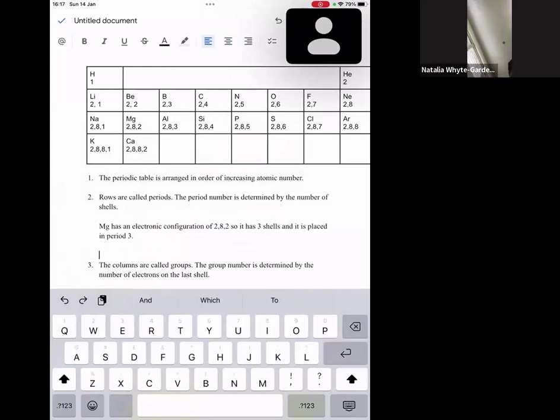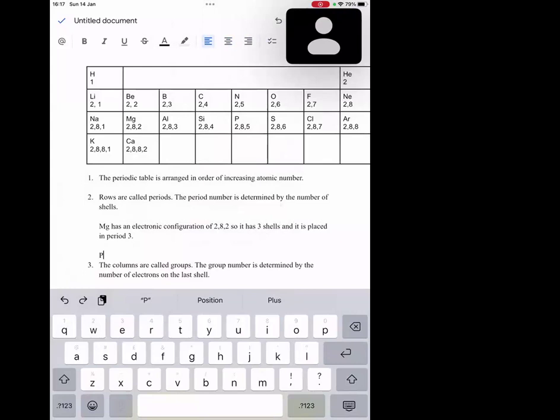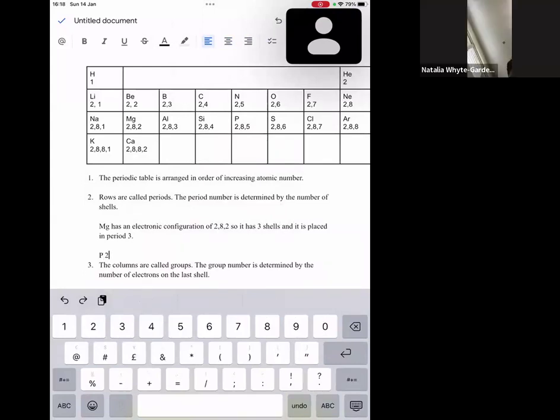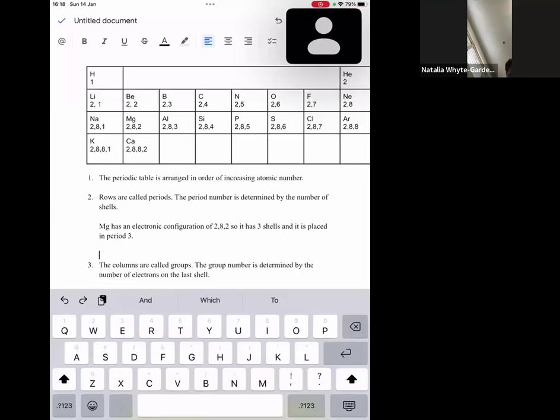Let's look at phosphorus. What's the electronic configuration for phosphorus? Phosphorus is P, so it's 2, 8, 5. So that's the electronic configuration of phosphorus. Let's use lithium instead. Lithium electronic configuration is 2, 1.